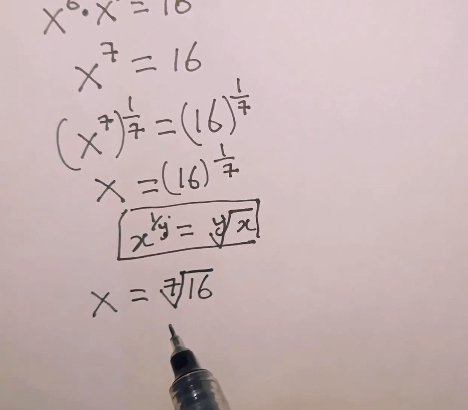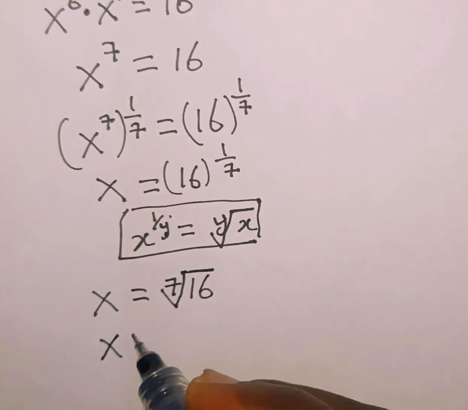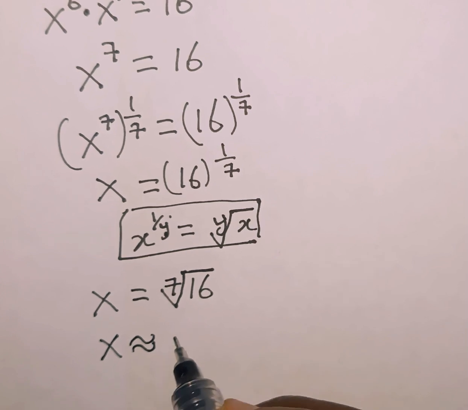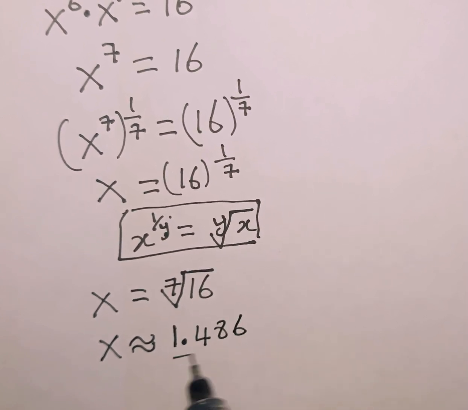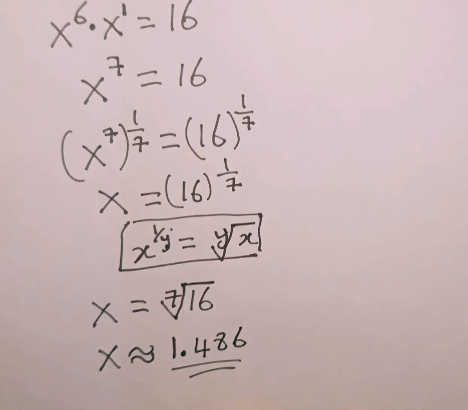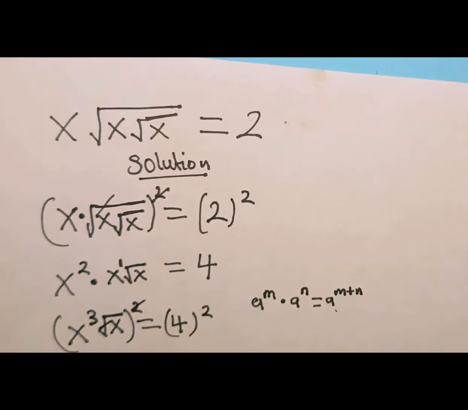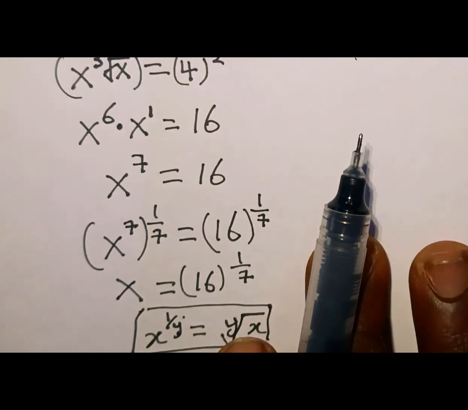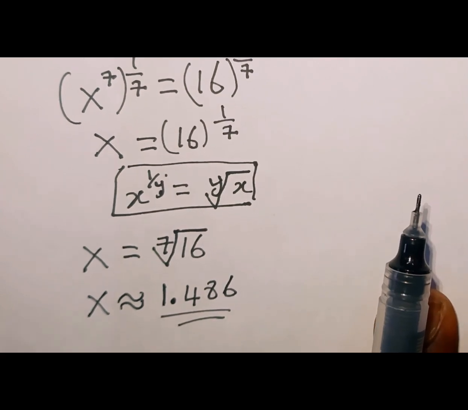But if you want to know the approximate value, when you press the calculator, the seventh root of 16 is going to give us approximately 1.486. So when you substitute 1.486 in place of x in this equation, you are going to see that the left hand side is the same as the right hand side. Therefore, the value of x that satisfies this equation is approximately 1.486.